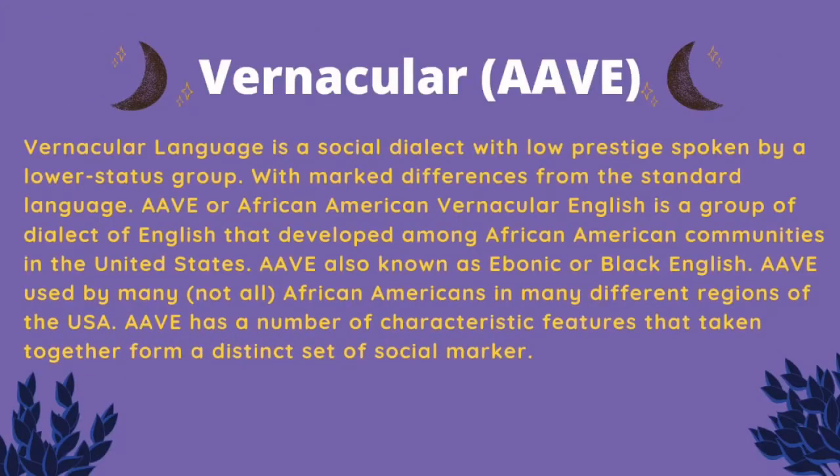Vernacular. Vernacular language is a social dialect with low prestige spoken by a lower status group, with marked difference from the standard language. AAVE, or African American Vernacular English, is a group of dialects of English that developed among African American communities in the United States. AAVE, also known as Ebonics or Black English, is used by many, not all, African Americans in many different regions of the USA. AAVE has a number of characteristic features that taken together form a distinct set of social markers.